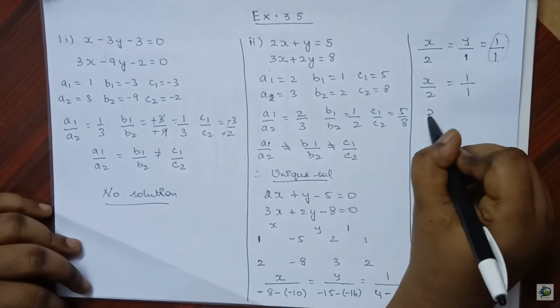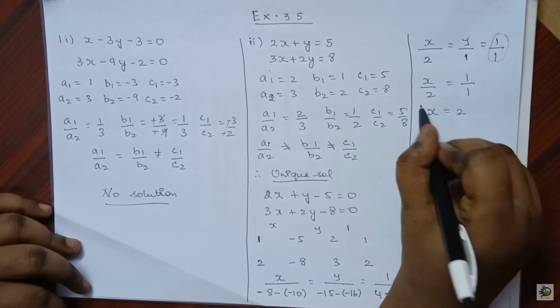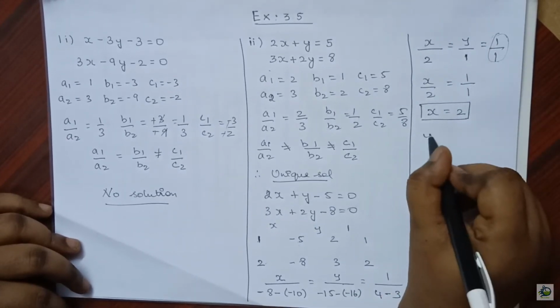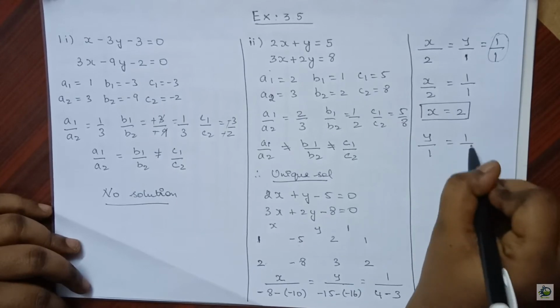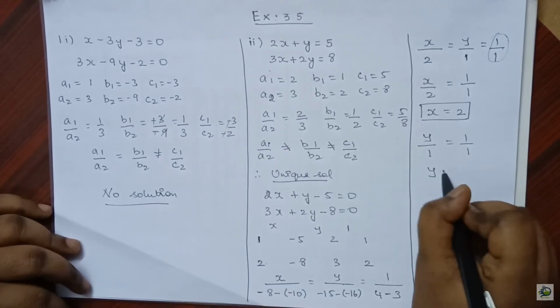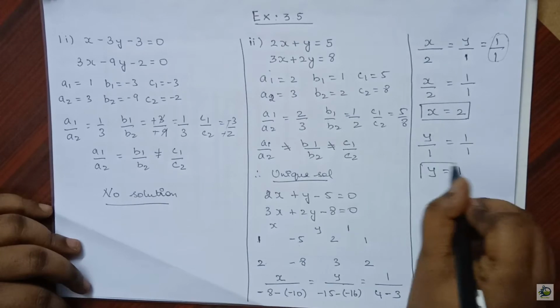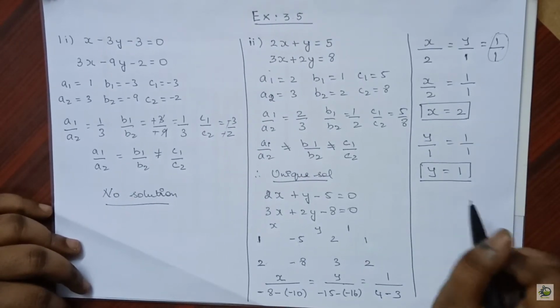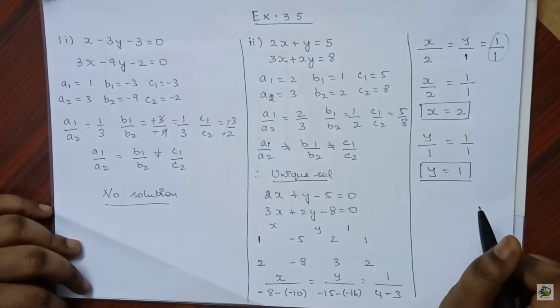When we cross multiply, we get x is equal to 2. Similarly, we equate these both. So y by 1 is equal to 1 by 1. When we cross multiply, we get y is equal to 1. So therefore, x is equal to 2 and y is equal to 1 are the solutions for this equation.